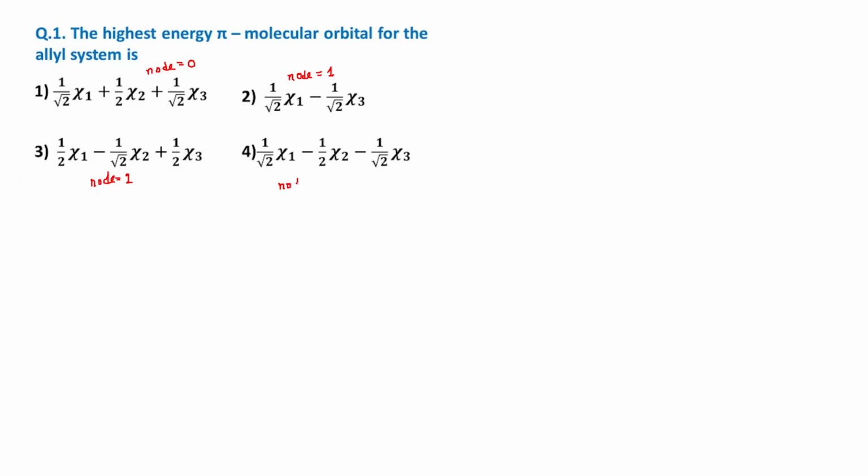What about this? Here, in question number 4, they have only one node. It changes one time, but then remains minus, right? So there is only one. So you will see that option number 3 has the highest number of nodes, and that means that it has the highest energy.